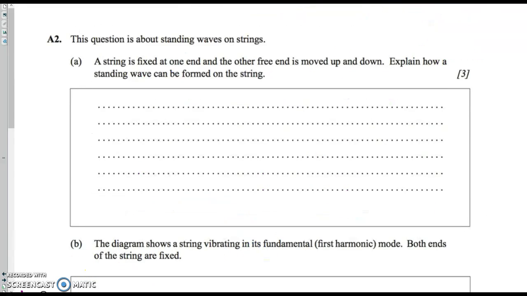On to the final question. It's about standing waves on strings. A string is fixed at one end, and the other end is free to move up and down. Explain how a standing wave can be formed. Now, we know there's a generic explanation for how standing waves are formed. We talk about how the incident wave and the reflected wave travel in opposite directions. They interfere, and at certain frequencies, they satisfy the boundary conditions.